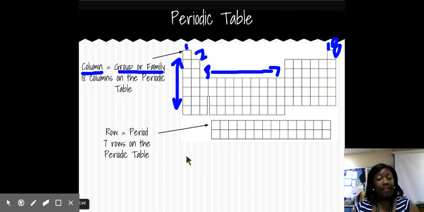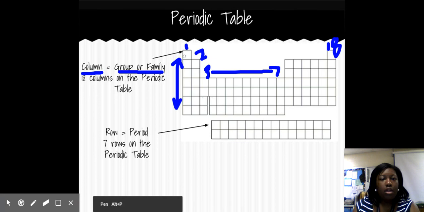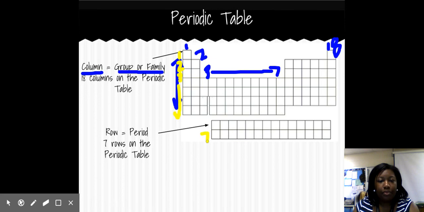Okay, so there are 7 periods, and I'll use a different color, yellow. So there are 7 periods. You have 1, 2, 3. You can go all the way down, and here's 7. Oh, excuse me, that is 7, and this right here goes in between here. Okay. So there are 7 rows in the periodic table. So don't worry about really these guys. They just fill in there. We'll talk about that later on, when you get to the chemistry course at the high school. Okay.